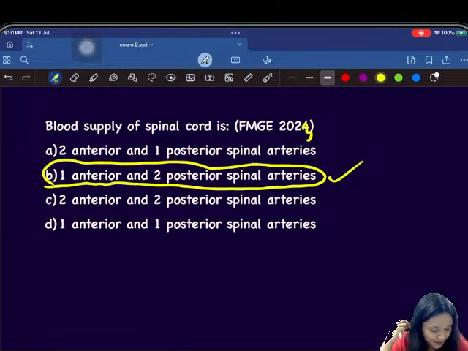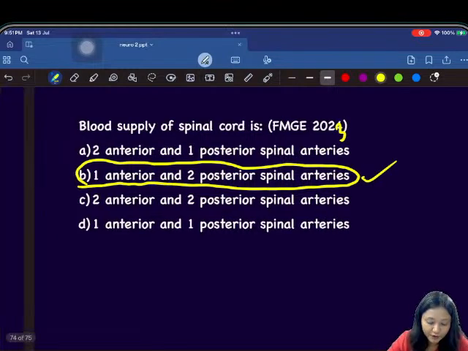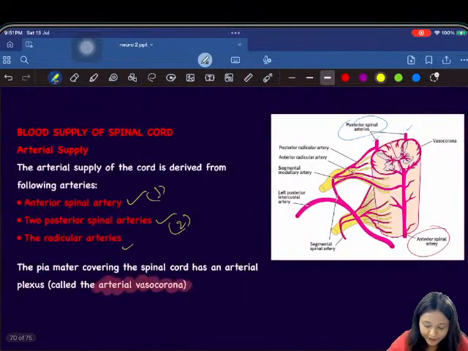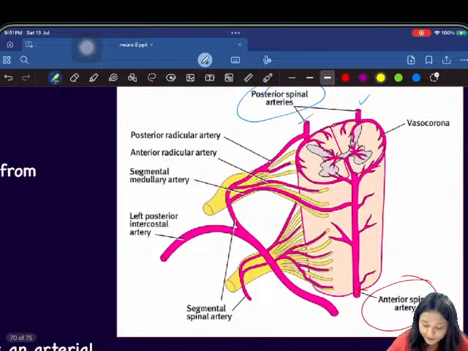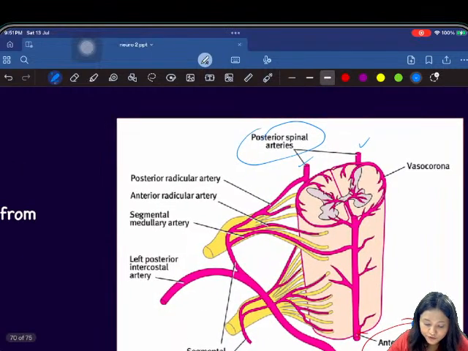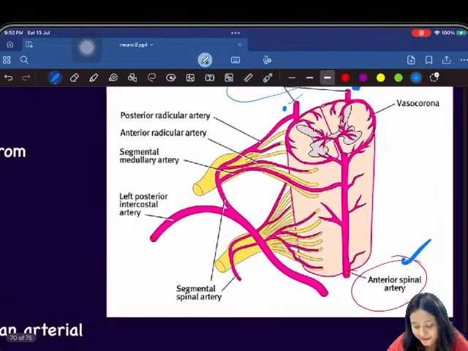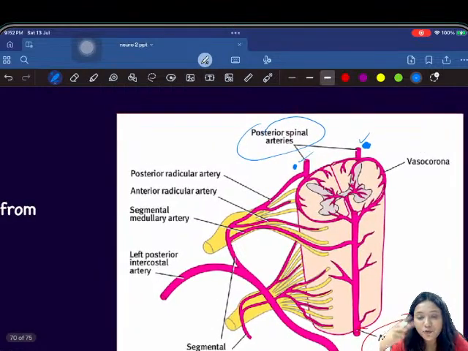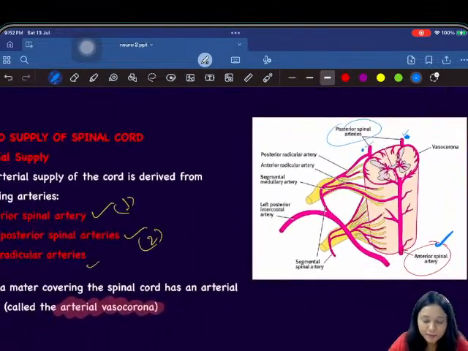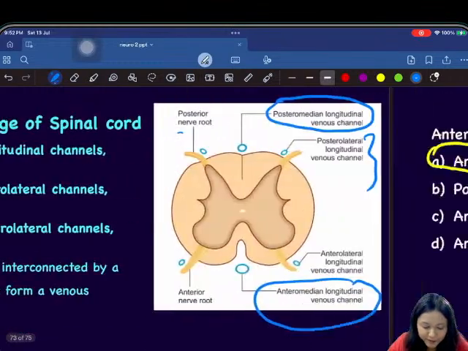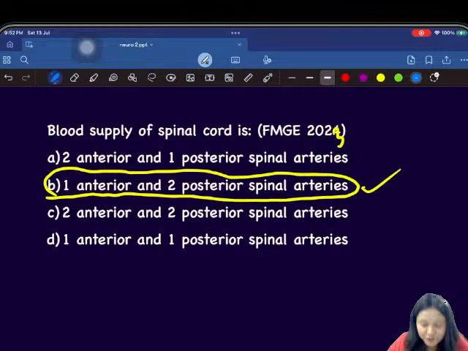So the answer is B, that is 1 anterior, 2 posterior. Just now we have studied that you have only one anterior spinal artery but you have two posterior spinal arteries. In the front, number 1 position, there is only one, the main one, that is the anterior spinal artery, and behind there are two, that is posterior. In front one, behind two. So anterior spinal artery is 1 and posterior spinal artery is 2. So you have 2 posterior, 1 anterior spinal artery.